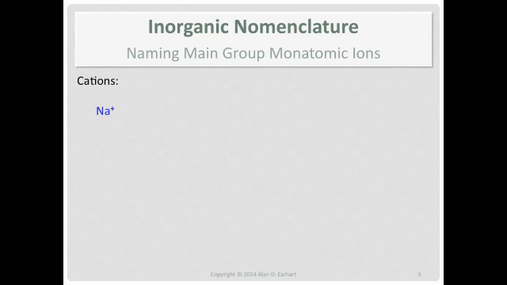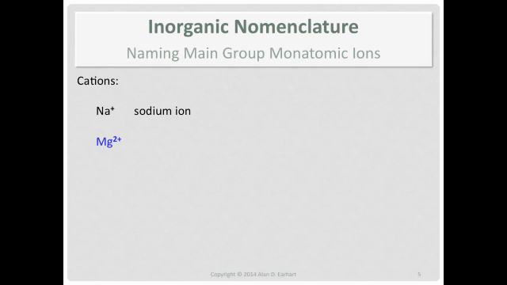Na+. Now remember the reason why it has a 1+ charge, because it's in 1A and it's a metal. Naming it's actually very easy. It's called the sodium ion. You just take the name of the element, slap on the word ion, you're good to go.